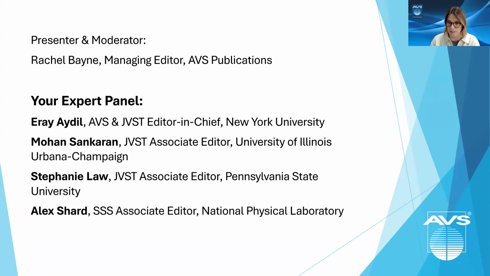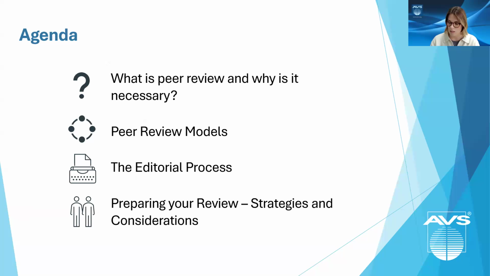Everyone should be muted, but please feel free to put any questions that you may have throughout the presentation into the Q&A box, and we will be sure to get to those at the end. So on our agenda today, we'll start by going over what exactly peer review is and why it's important to the scholarly publishing process. We will discuss a few different models of peer review, look at an overview of the editorial process and where peer review fits into that, and finally discuss some strategies and considerations to make when completing a peer review.